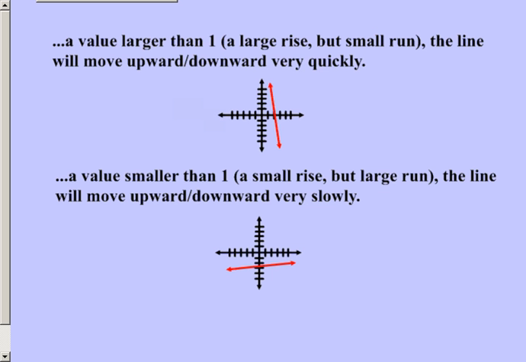Okay, so these are pieces of information that we are expected to know about a line simply by reading the slope value of its equation.